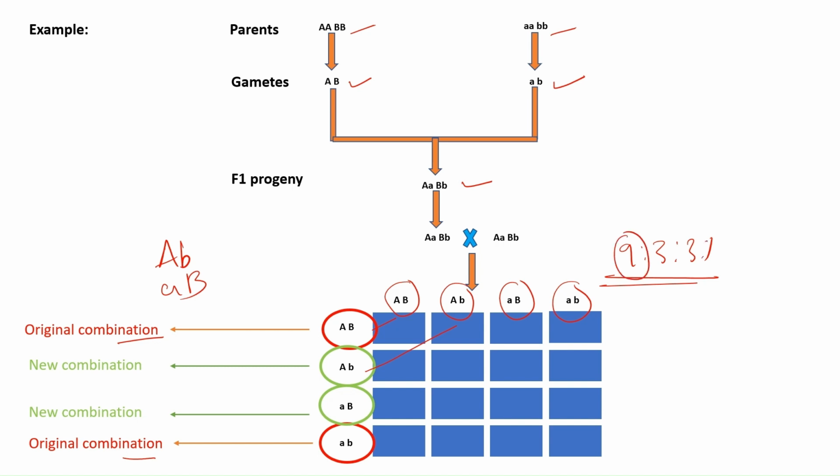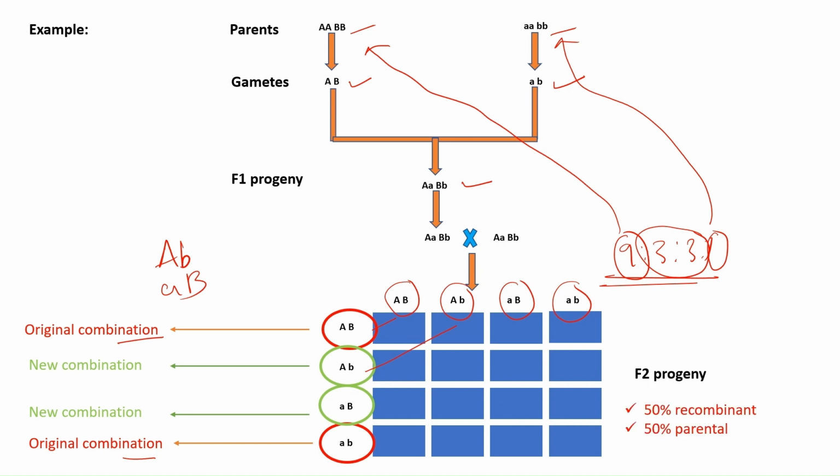So in 9 is to 3 is to 3 is to 1, again I am saying, this 9 is when both the characters are dominant, this 1 is when both the characters are recessive. So they will display the parental phenotype. What about these middle two? One character dominant and one character recessive. So these are hybrids. Because of the law of independent assortment, in the F2 generation we get 50% recombinant and 50% parental.